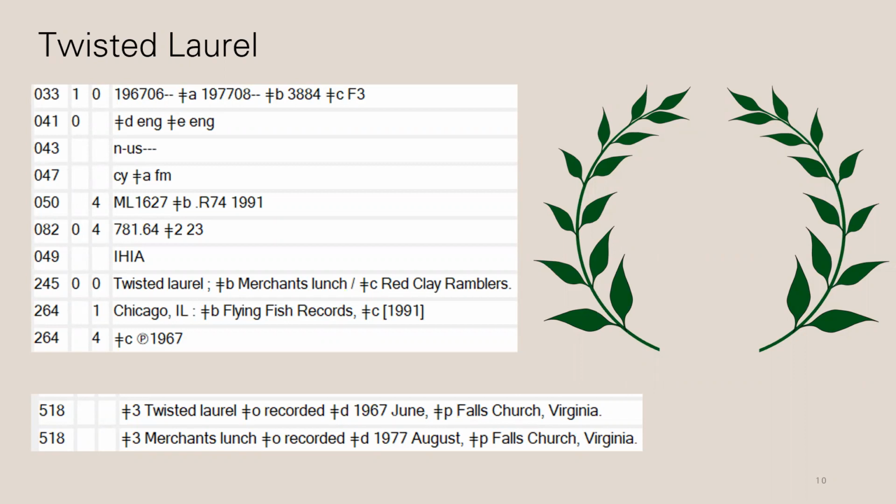MARC field 518 is formatted with subfield 3, material specified, so the date, time, and place of event note for Twisted Laurel is the first 518, and we see that it was recorded in June 1967 in Falls Church, Virginia, while Merchant's Lunch was recorded in August 1977 at Falls Church, Virginia. When there is a subfield 3, that will always precede subfield O. For this record, the 245 field has a space, semicolon, space between the 2 titles, and that is allowed.